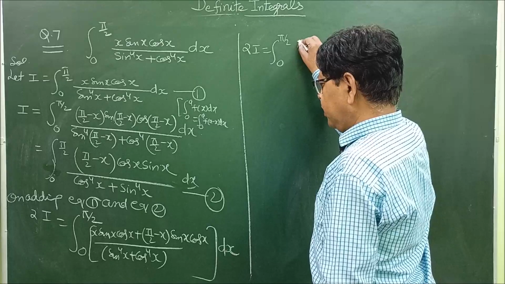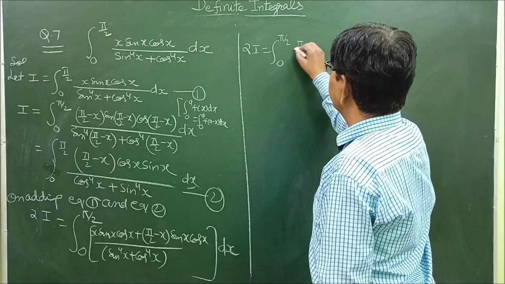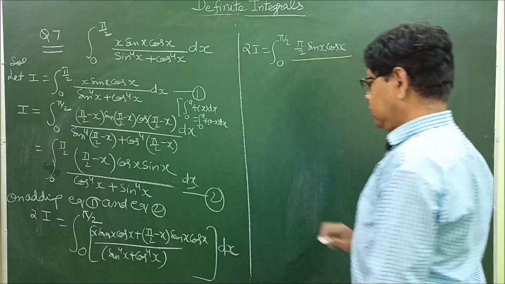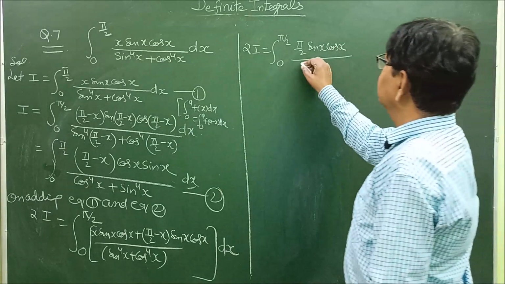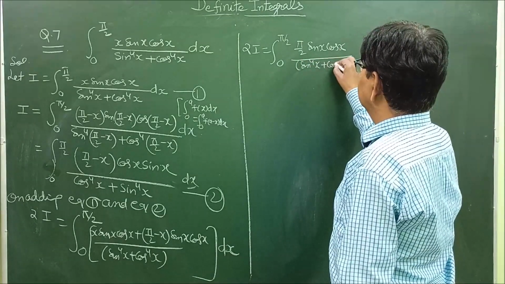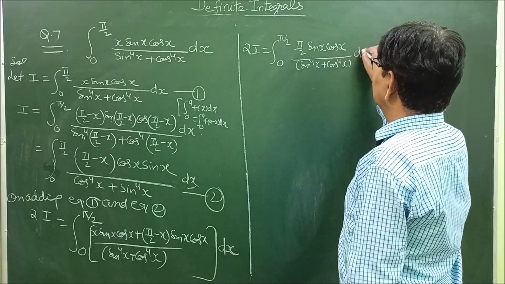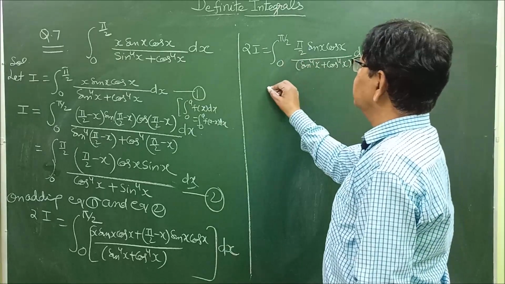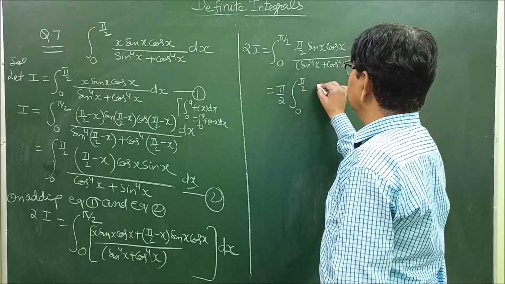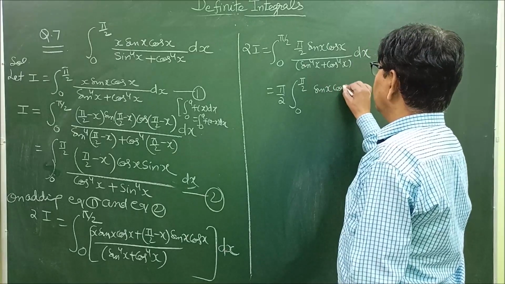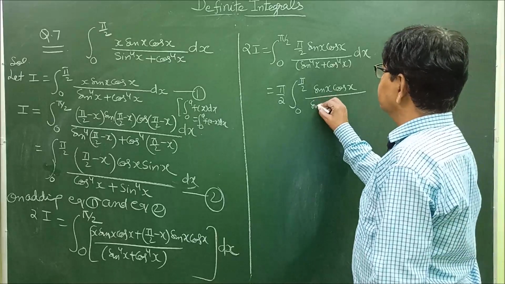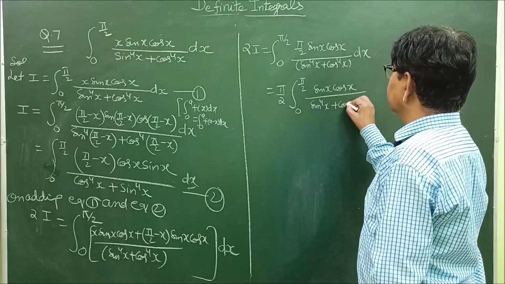We get pi by 2 sin x cos x upon sin 4x plus cos 4x dx. Now this pi by 2 is a constant, it can be taken out of the integral. 0 to pi by 2, in the numerator we have sin x cos x. Now we have got rid of x here, sin 4x plus cos 4x dx.